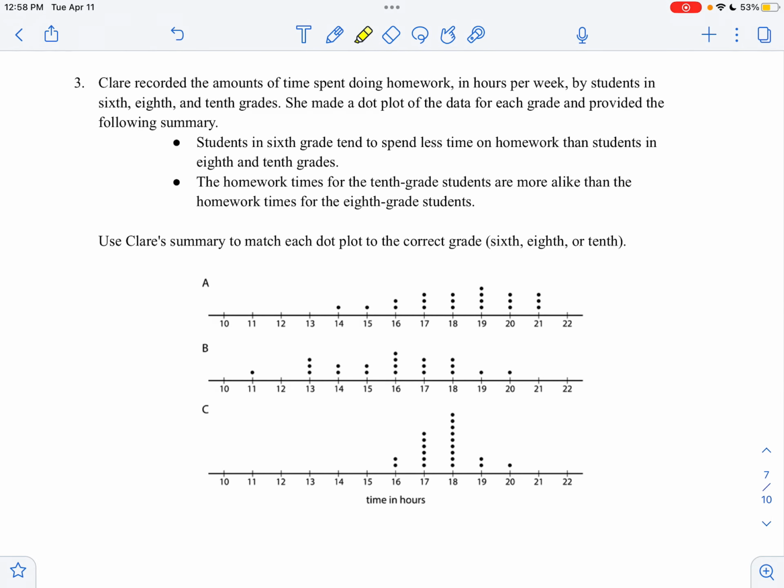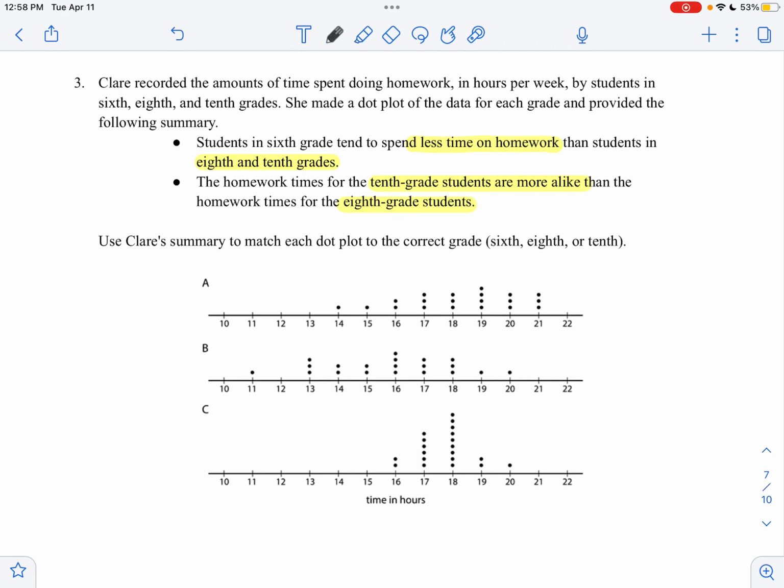Question 3. Claire recorded the amount of time spent doing homework in hours per week by students in the 6th, 8th, and 10th grades. She made a dot plot of data for each grade and provided the following summary. Students in 6th grade tend to spend less time on homework than students in 8th and 10th. The homework times for the 10th grade students are more alike than the homework times for the 8th grade students. Use Claire's summary to match each dot plot to the correct grade.